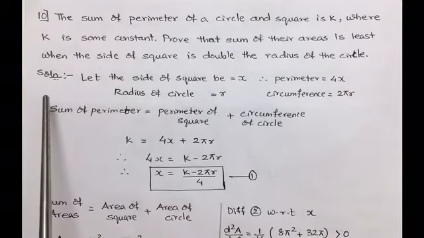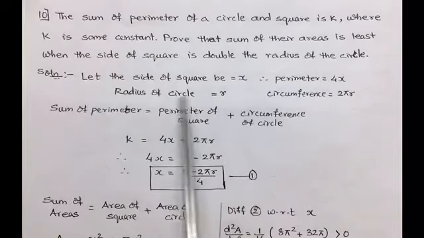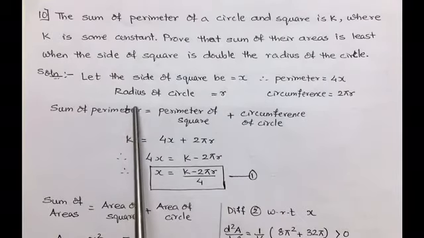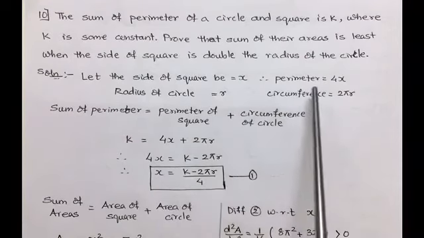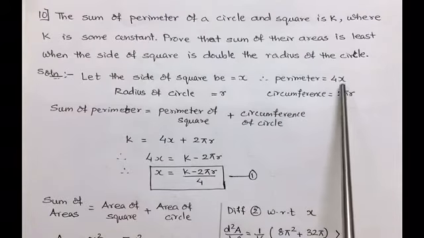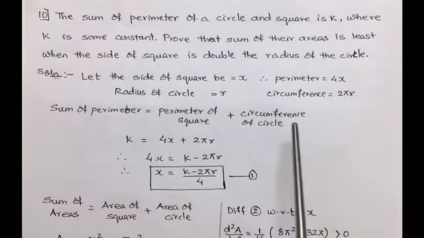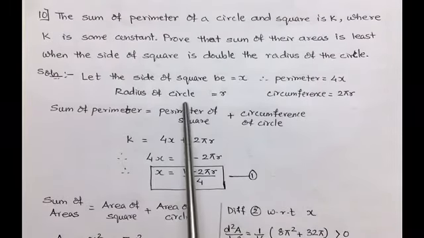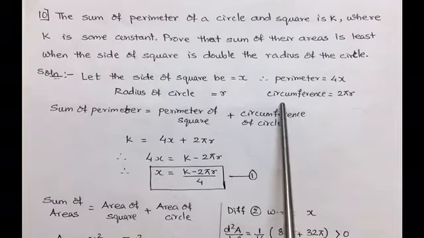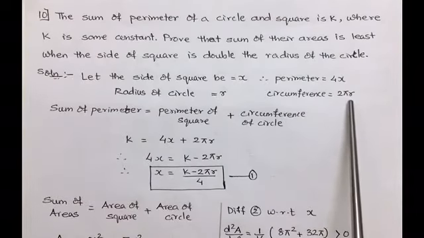Now we begin with the solution as: let the side of the square be x, and the radius of the circle be r. So the perimeter of the square will become 4x, that is 4 sides are added. The perimeter of the circle means the circumference of the circle, that is 2 pi r.